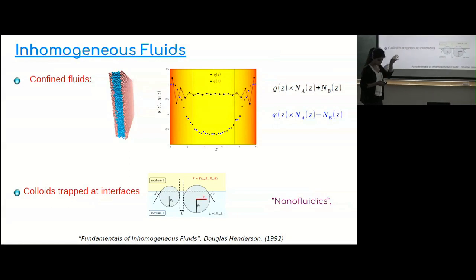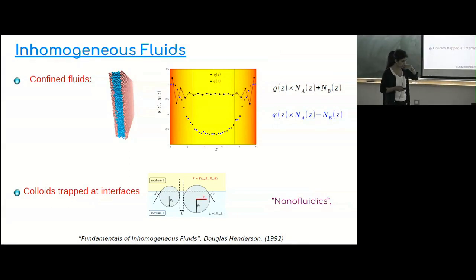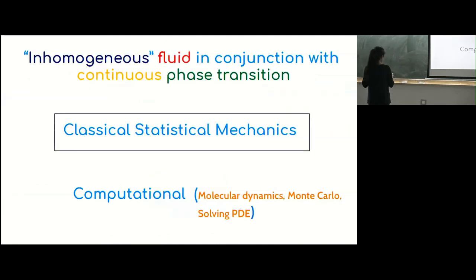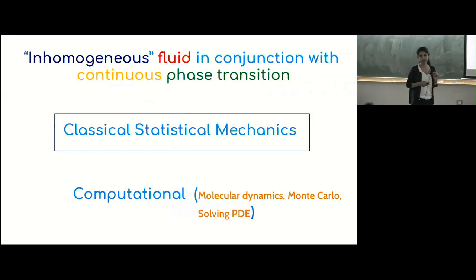Okay, so all these examples that I was talking about are quite relevant in nanofluidics, because typically in nanofluidics you have a fluid which is in contact with interfaces or some kind of wall with external potential, etc. And these inhomogeneous fluid systems, when they are in conjunction with a continuous phase transition, show a plethora of interesting phenomena which you don't see in bulk. And that's what I am interested in.